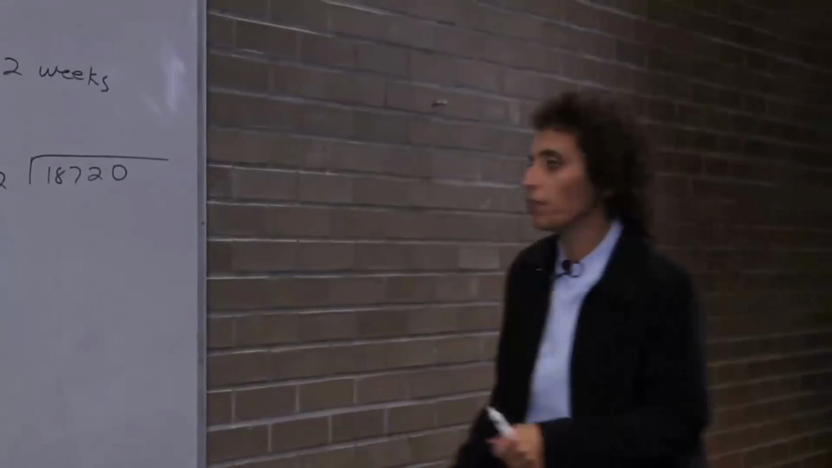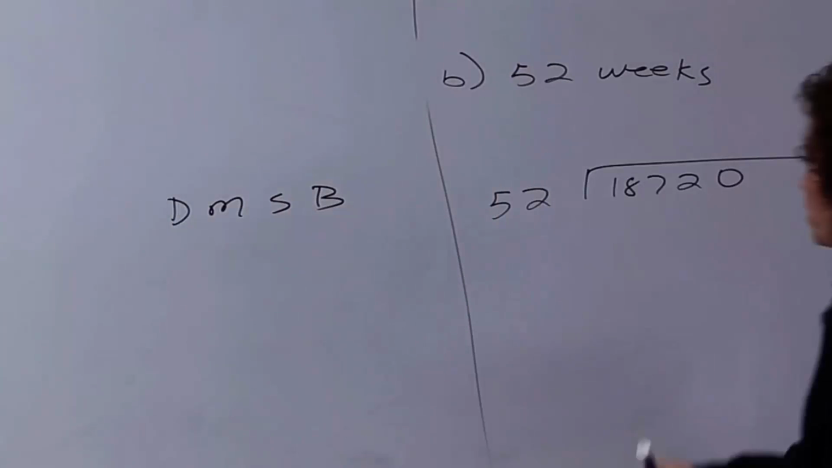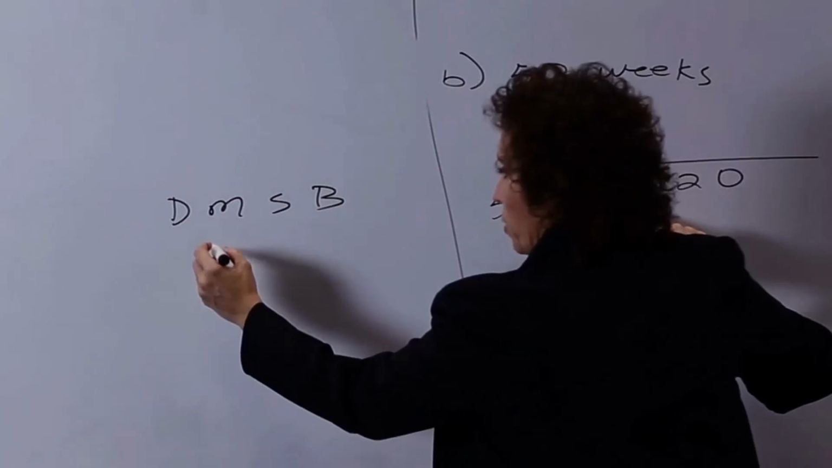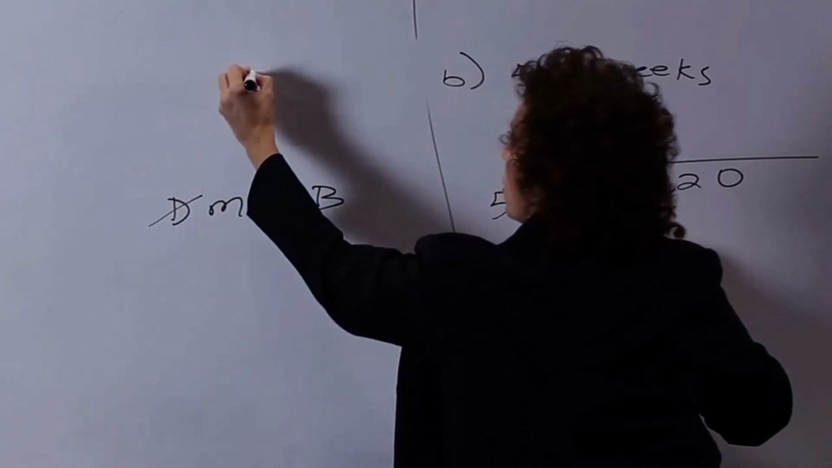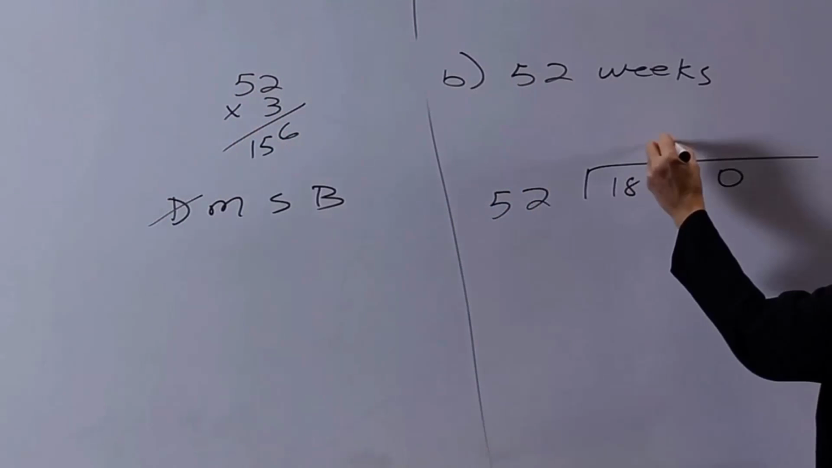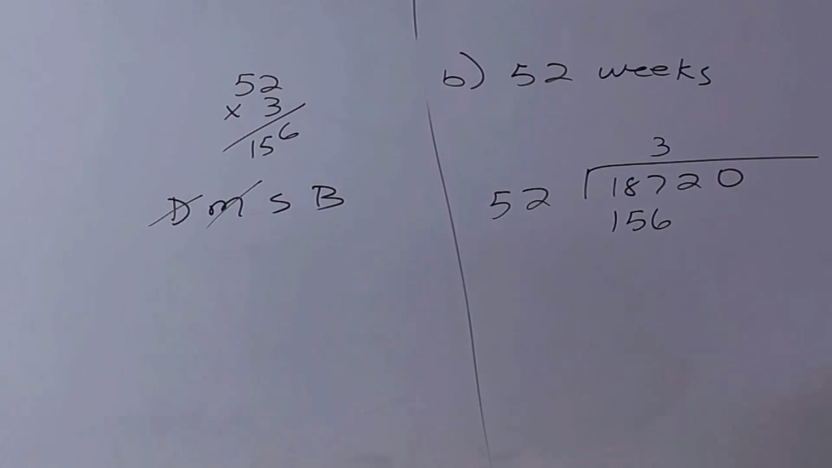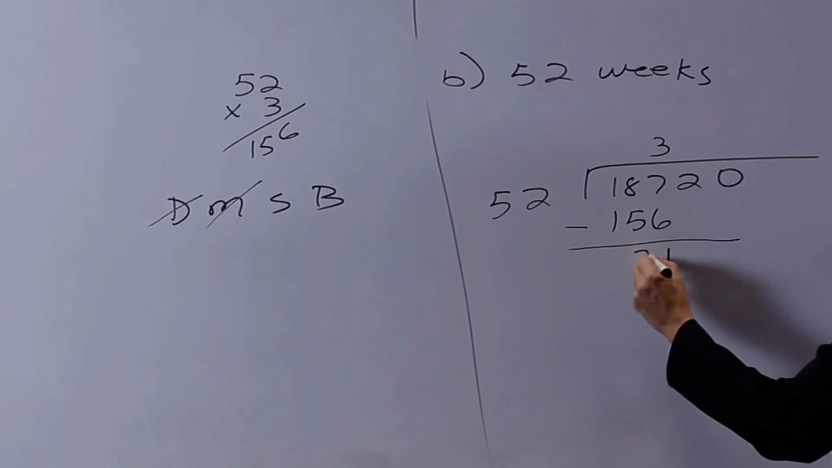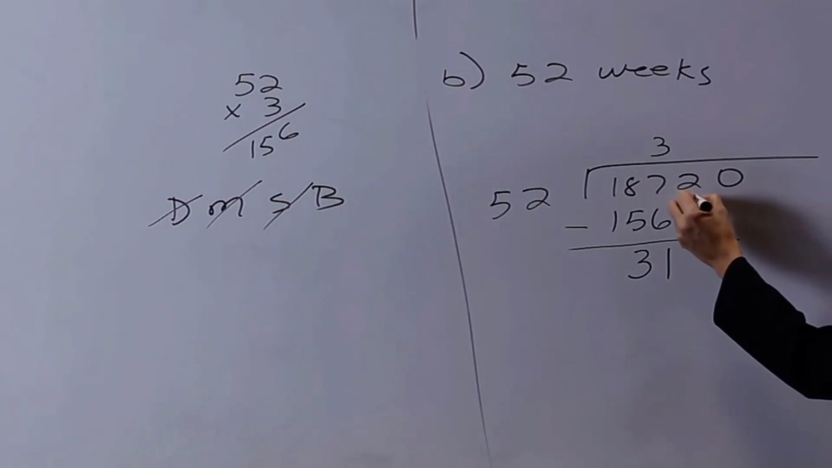Okay, so here we go. Divide by 52. Dirty monkeys smell bad. Okay. 18 divided by 52, can't do it, so I have to put 52 into 187. 52 into 187 is going to be 3. That's 156. So we've divided, we've multiplied, now we have to subtract. 7 minus 6 is 1, 8 minus 5 is 3.